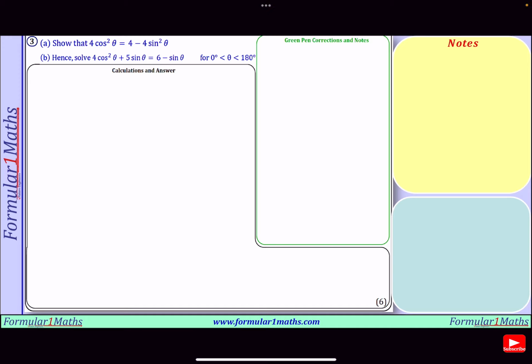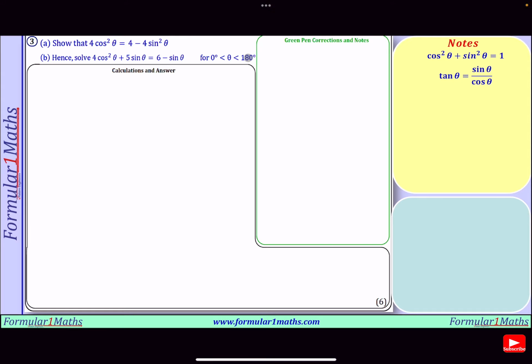For this course, there are 2 identities that you need to know. The first one is cos squared theta plus sine squared theta is equal to 1. And the second one, tan theta is equal to sine theta over cos theta. We're going to use the first one to solve this question here.